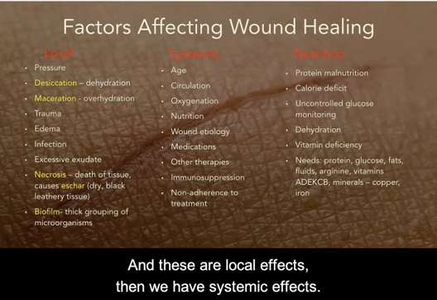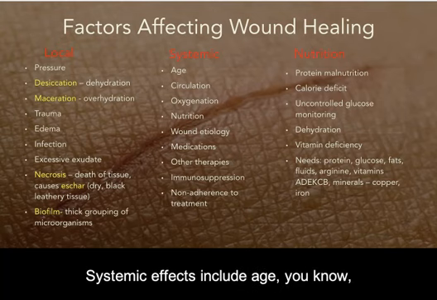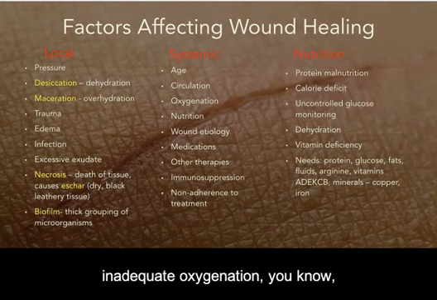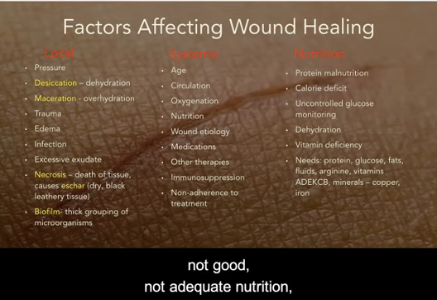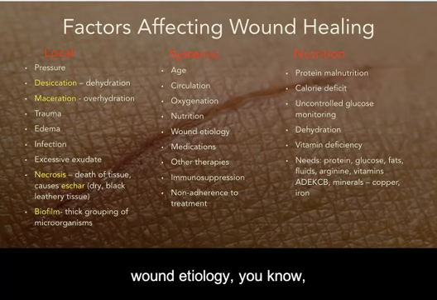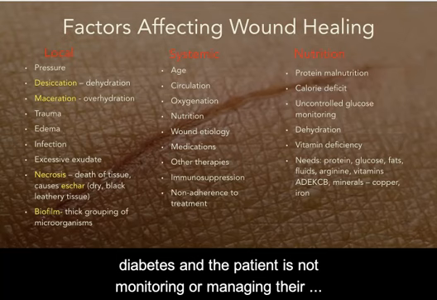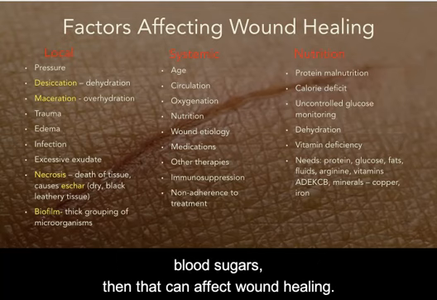Then we have systemic effects. Systemic effects include age, inadequate circulation of your blood, inadequate oxygenation, not adequate nutrition, wound etiology, like what's causing the wound. For example, if it's a wound because of diabetes and the patient is not monitoring or managing their blood sugars, then that can affect wound healing.